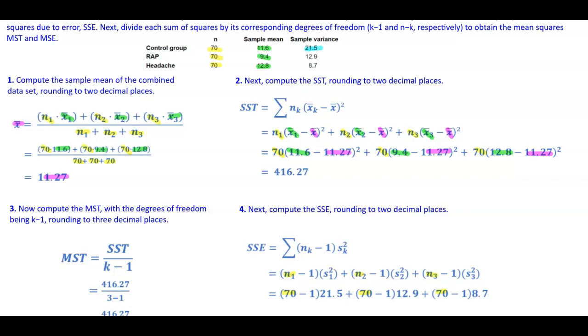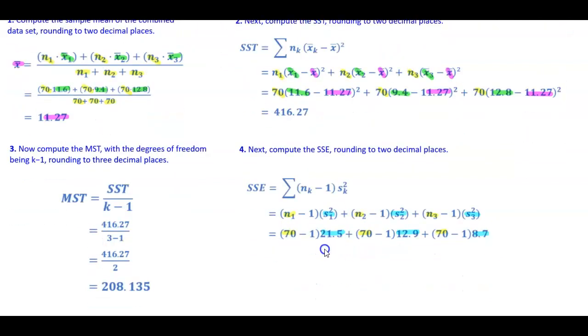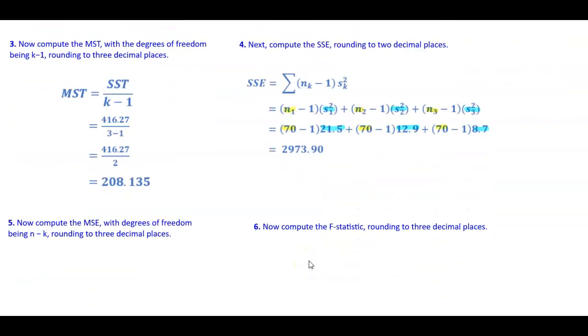And then we're going to take our sample variance. So our sample variance for the control group is 21.5. Sample variance for the second group, the REP group, is 12.9. And then the sample variance for the third group for headache is 8.7. So now plugging this into the formula and doing the order of operations is going to give us 2,973.90.